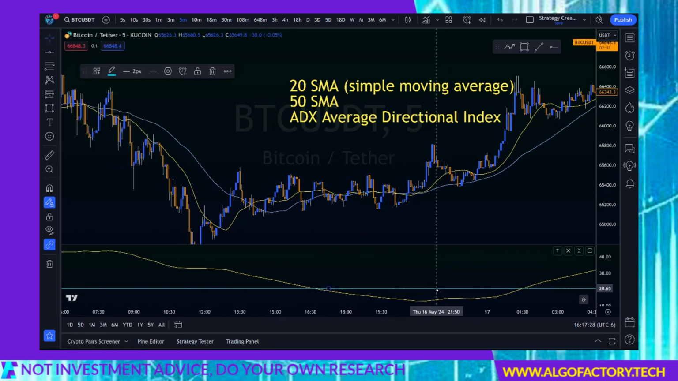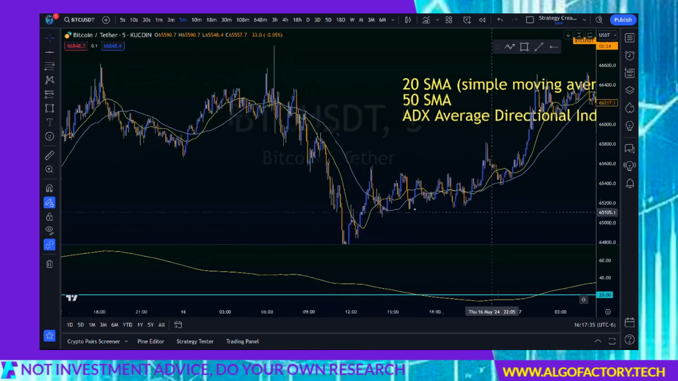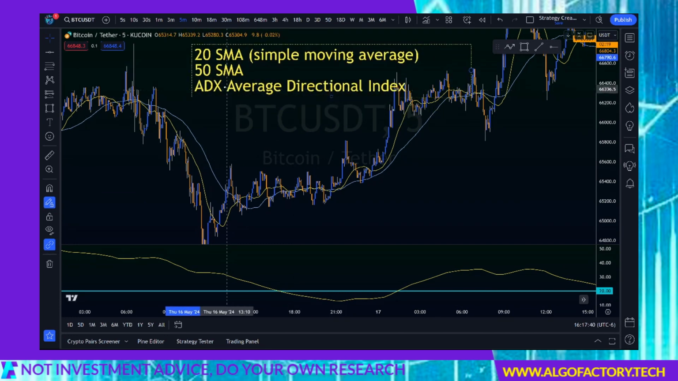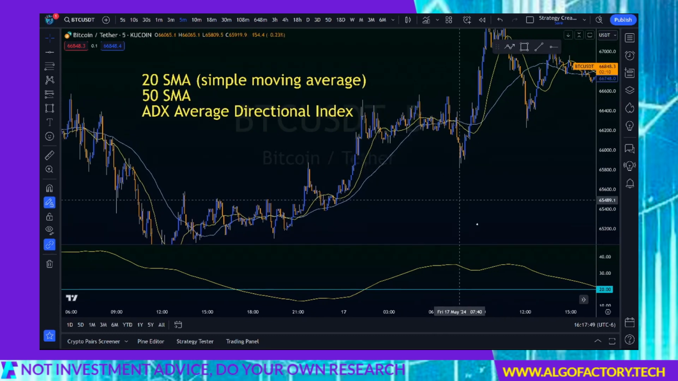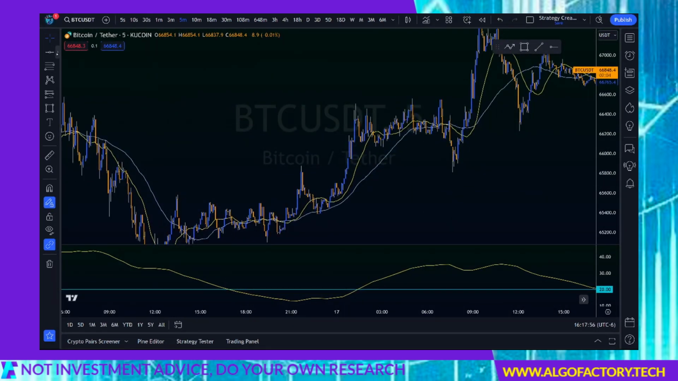And I'm going to double click on it to make sure it's exactly 20 by typing that into the coordinates. So the rule with this is that whenever the ADX crosses above 20, that means it's time to enter the trade. How do we know what to do with the trade? Well, first I'm going to mark out some examples of when this crosses using a vertical line.